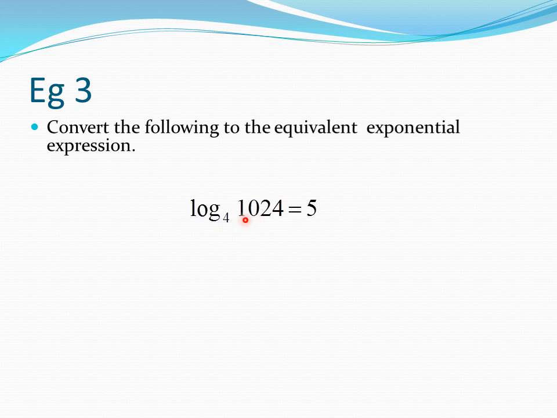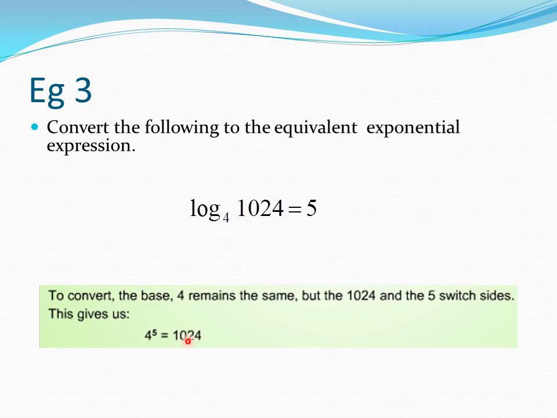It cannot be 4 to the power of 1024 because the base and power cannot be together. Therefore, it's 4 power 5 equals to 1024. Are we okay? Now moving on.